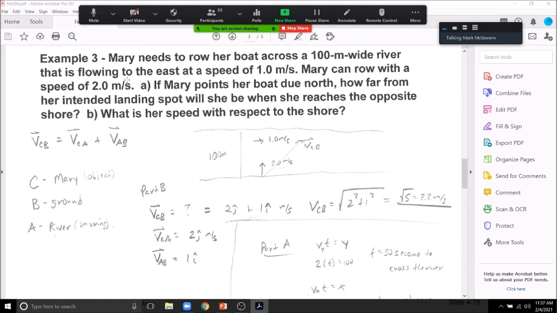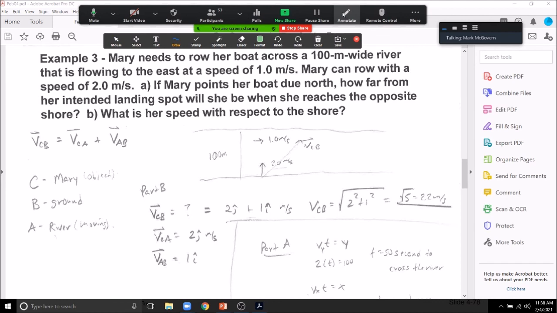Okay, great. So, what's the object? Mary's the object. The ground frame is somebody standing on the shore here that is rooting Mary on. Go, Mary. I can't wait for you to come to the other side so we can have our barbecue. There we go. This person's awfully happy to see Mary. So they're the ground people. We're watching what Mary's doing, and the river is the moving frame.